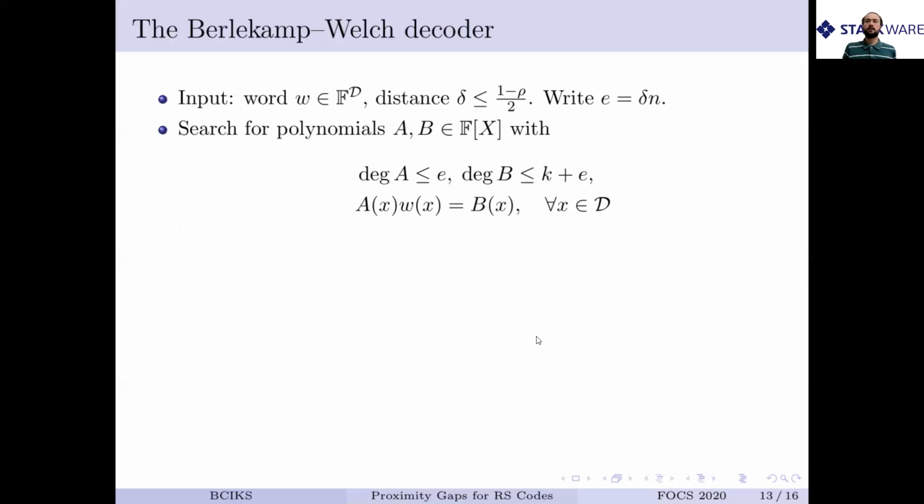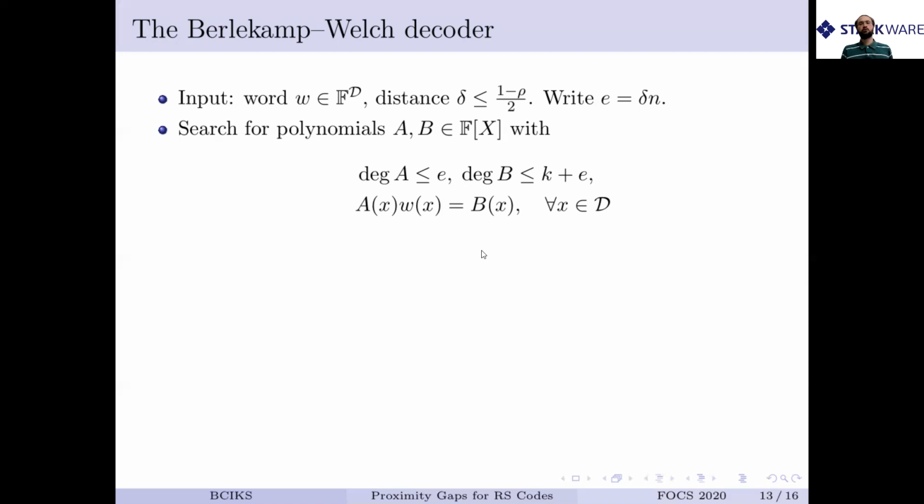So given a word W in the space of words and distance up to the unique decoding radius, we write E for the number of errors that we have, which is just the distance times n. We start by searching for polynomials A and B, such that the degree of A is at most E and the degree of B is at most K plus E. And we satisfy, for each x in D, the equality that B(x) is A(x) times W(x).